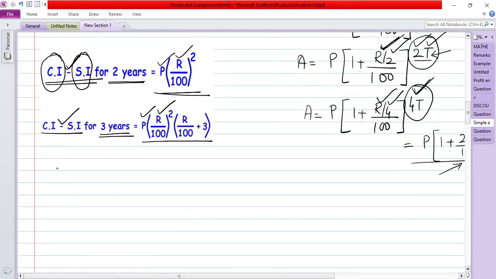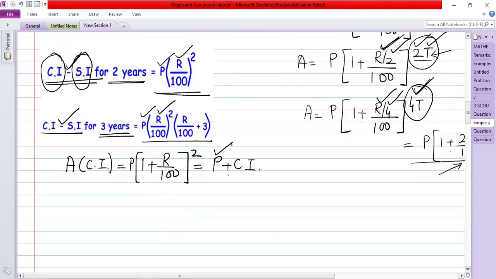So we can derive this formula. How? Actually, the amount in case of compound interest after 2 years will be P(1 + R/100) whole raised to power 2. And obviously, this will be nothing but P, the principal amount, plus the compound interest. But compound interest after how many years? 2 years. This will be after 2 years.